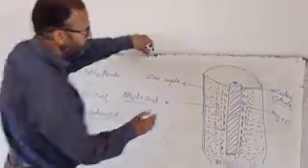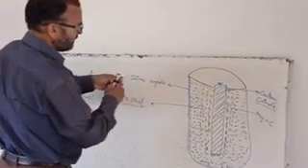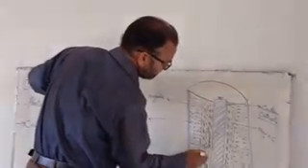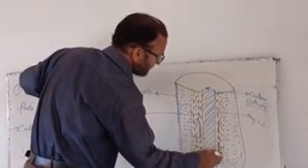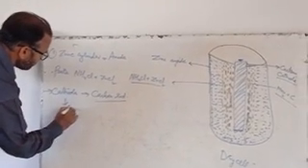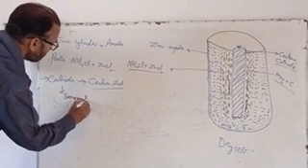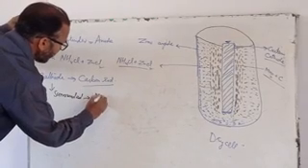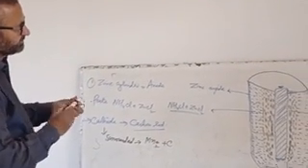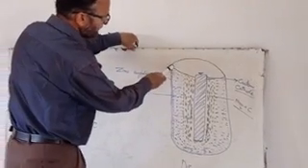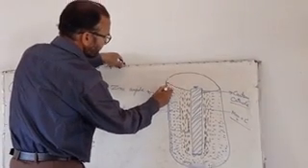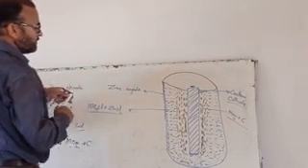Now, this rod, the cathode, is surrounded by a black powder of manganese dioxide and carbon. During the reaction, the zinc cylinder gets consumed. When the cell is in use, the zinc cylinder gets consumed and develops holes which cause the leakage of the cell.